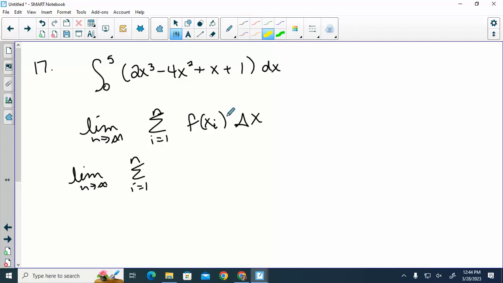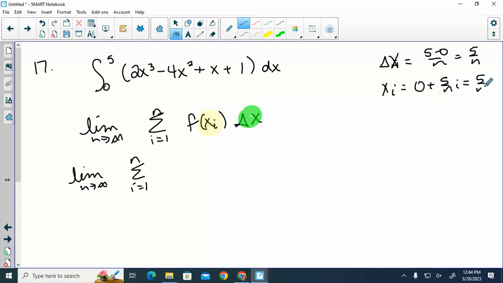All right, we need to figure out what x sub i and change in x are. So my change in x is what? 5 over n. Right, 5 minus 0 over n is just 5 over n. X sub i, you're starting at 0 plus your change in x times i. So you just get 5 over n i.